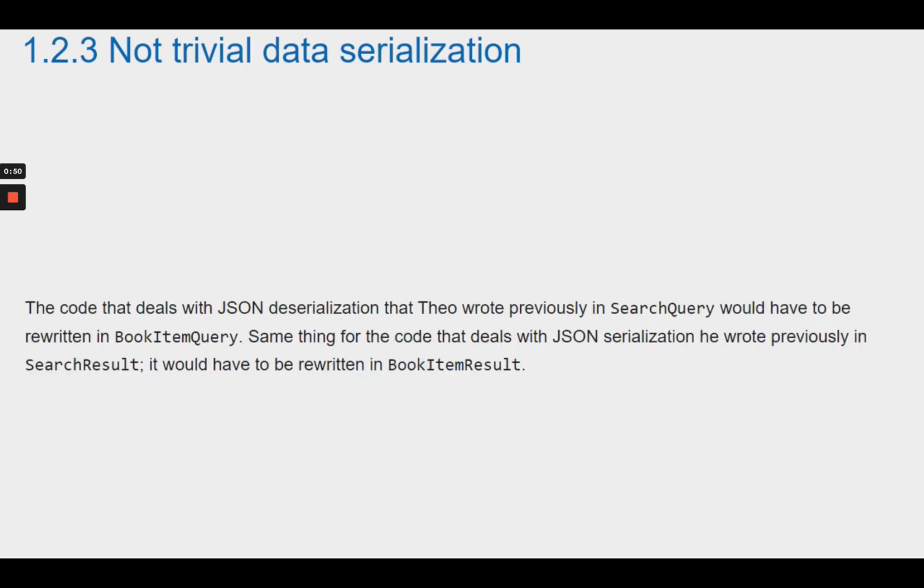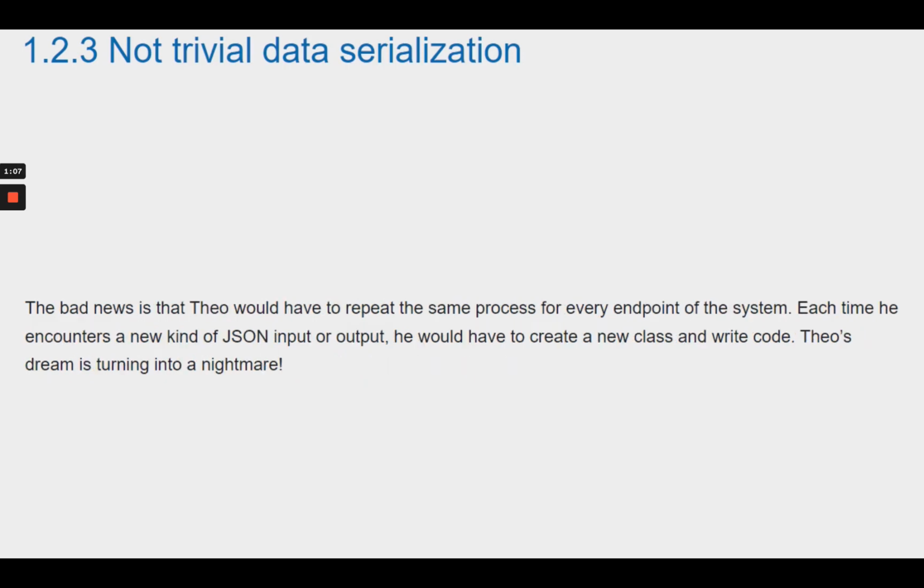The code that deals with JSON deserialization that Theo wrote previously in search query would have to be rewritten in book item query. Same thing for the code that deals with JSON serialization he wrote previously in search result. It would have to be rewritten in book item result.